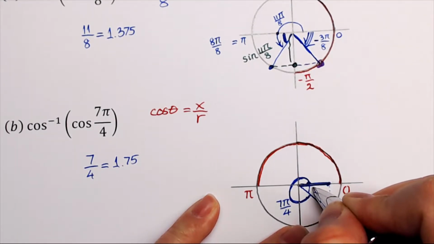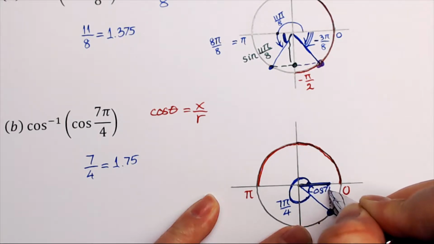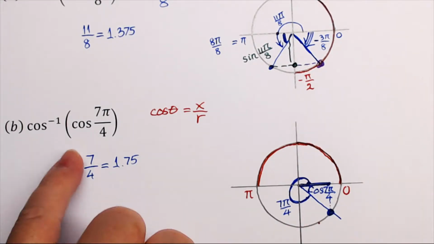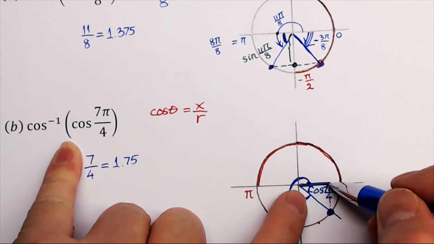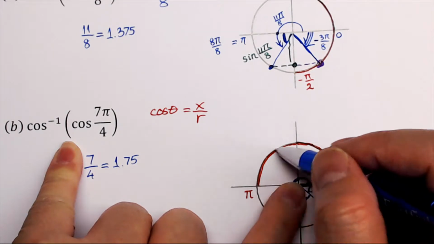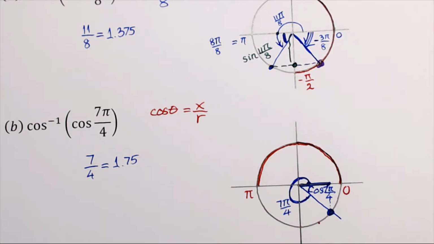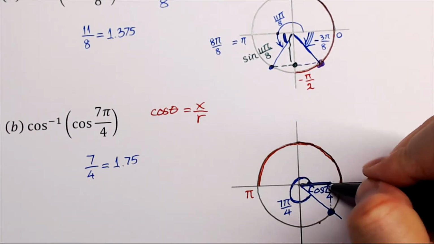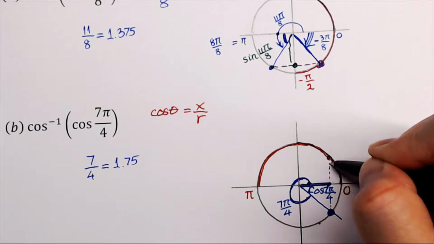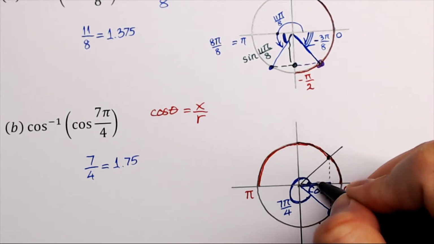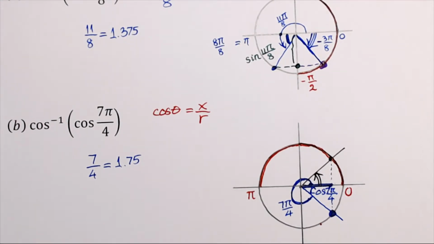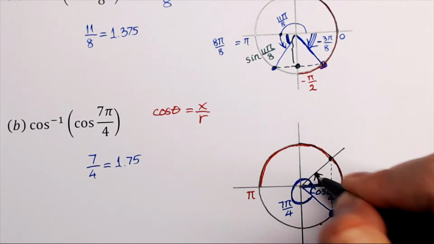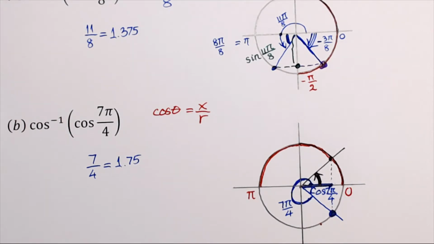So this part here is 3 pi over 8. Because of that, this is going to be negative 3 pi over 8, because it goes clockwise. Again, we find the sine, which is the y value, and then find the inverse in the equivalent range. So it will be negative 3 pi over 8. Right. Next.